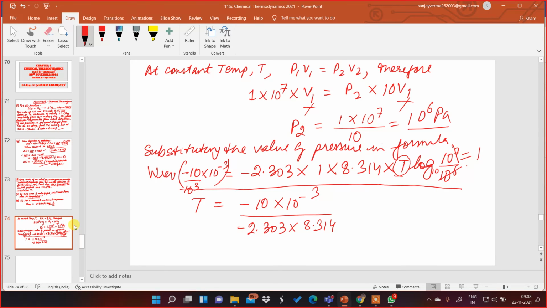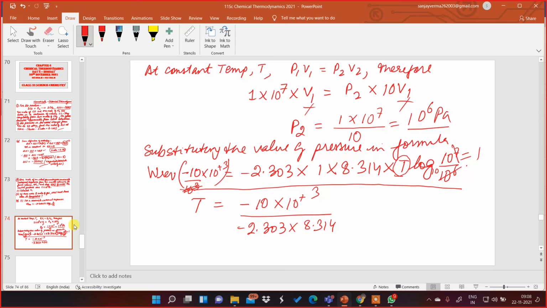Kilojoules to joules. 10 kilojoules is given, so it is 10,000 joules. So minus 10 into 10 to the power of plus 3, yes. You have to multiply it by 10 to the power of plus 3. Just check. Okay.